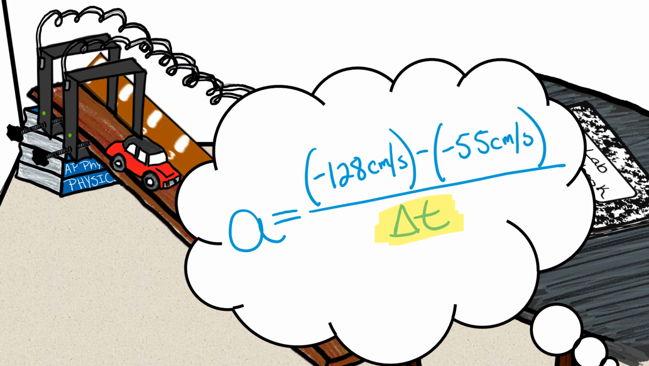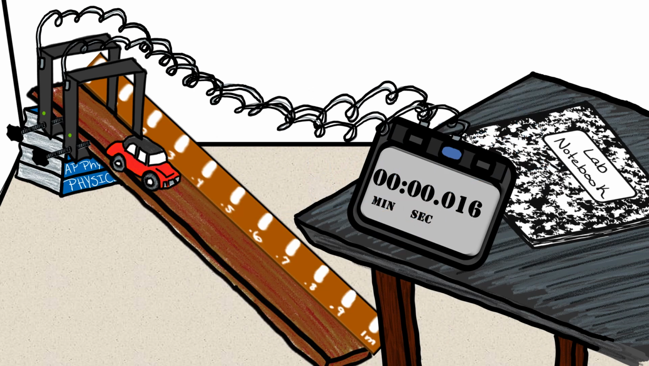Yes, that's right, Alex. The velocity calculated from the second photogate was our final velocity. The velocity from the first photogate is our initial velocity. And when we subtract the two, it gives us our change in velocity. But what about the change in time?